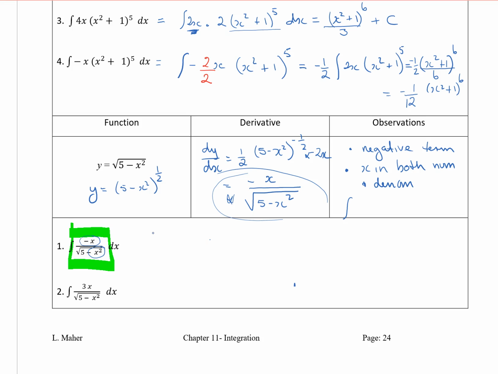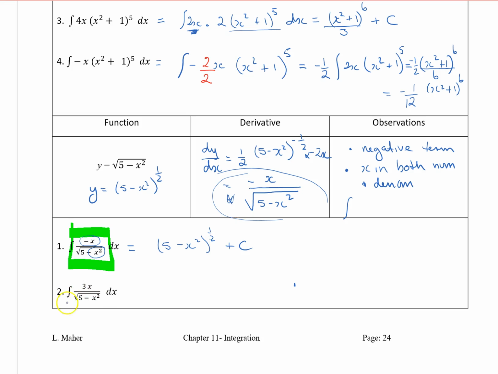So thinking about what we actually want, well, it's quite easy, isn't it? Because we can see from the example above, it's exactly what we want. And so we'll know that it would go to the function 5 minus x squared to the half plus a constant, which could be written as the square root of 5 minus x squared.